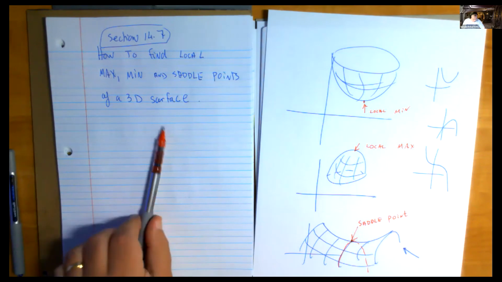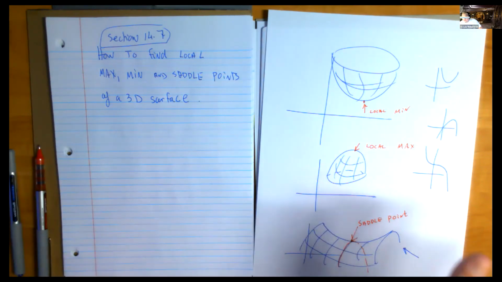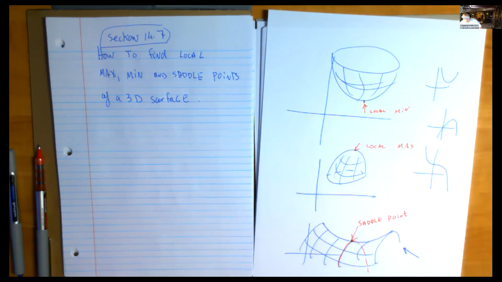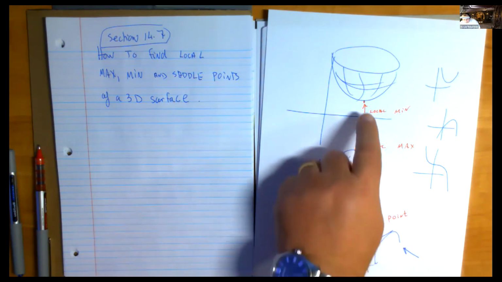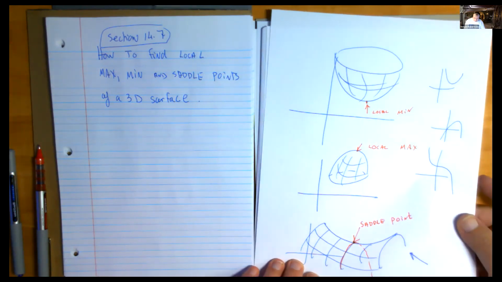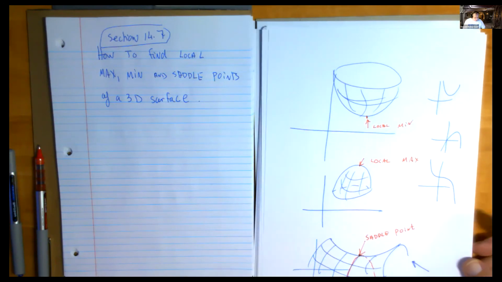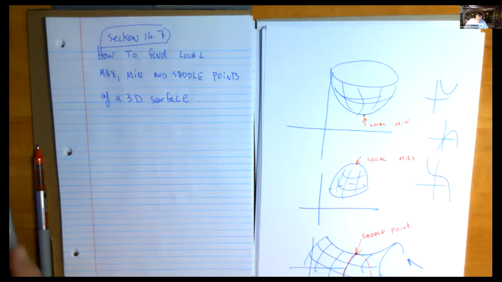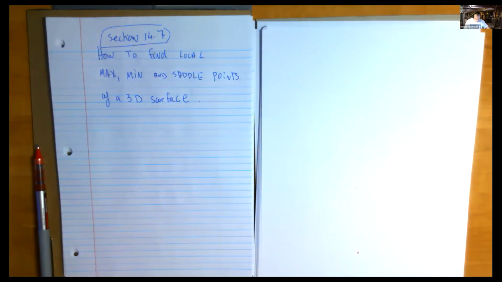And our job is, if I tell you the equation of a surface, like I tell you the equation of a curve, can you find where these points are? That's the first goal. And then once you find out where these points are, can you then tell me if it's a local max or a local min? Or a saddle point. And that's how we're going to deal with it. So there's going to be a kind of shopping list of how you go about that.